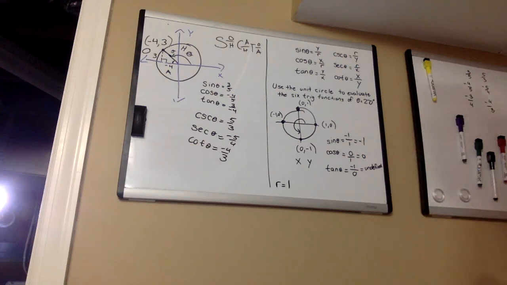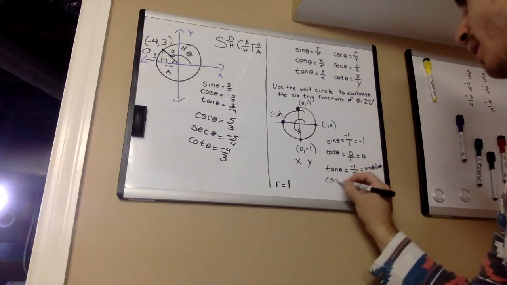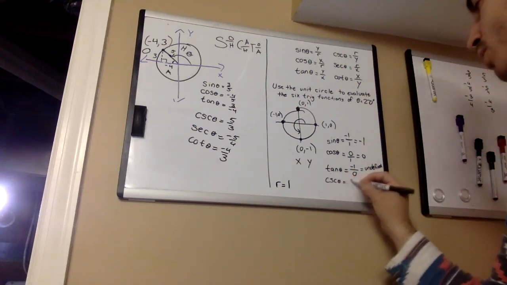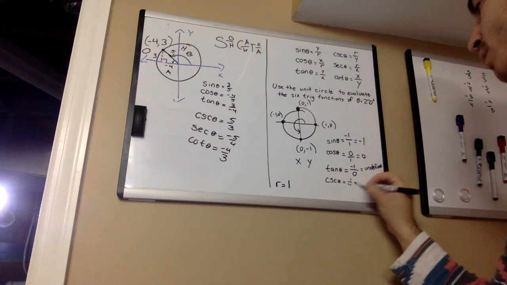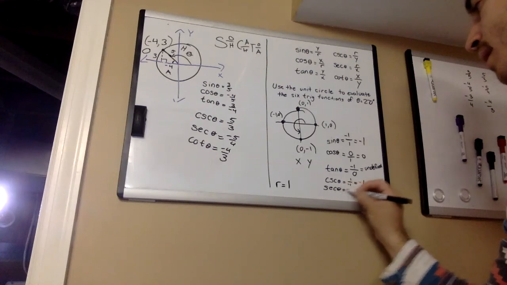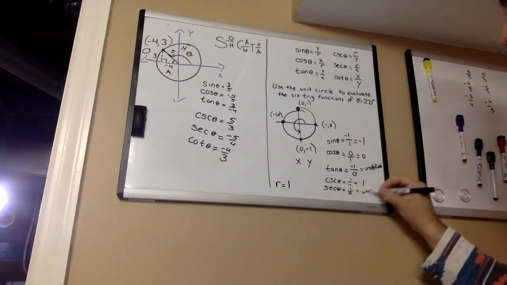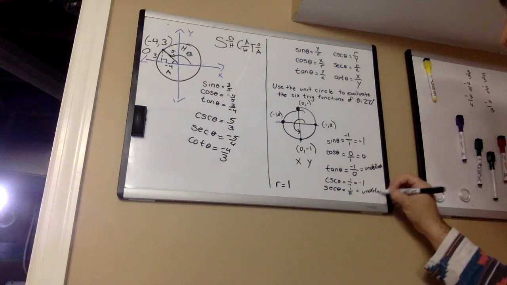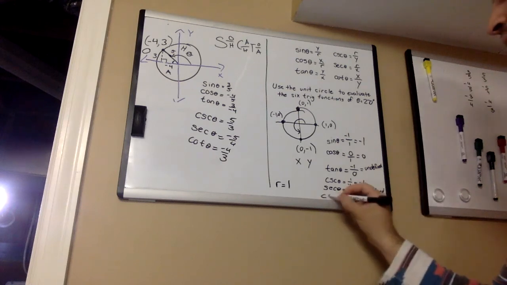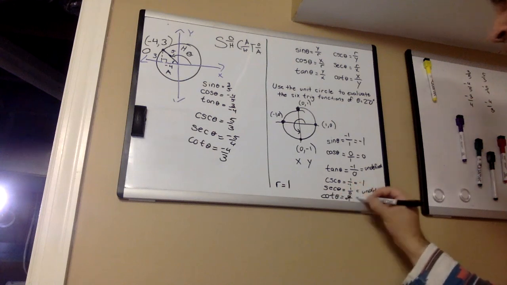And now we just do the same thing. We can either follow this trick or we could do the reciprocals just like we did on the other problem. So cosecant is going to be 1/-1, which also equals -1. Secant theta is going to be 1 over 0, which is undefined. And then lastly, cotangent is going to be 0 over -1, which equals 0.